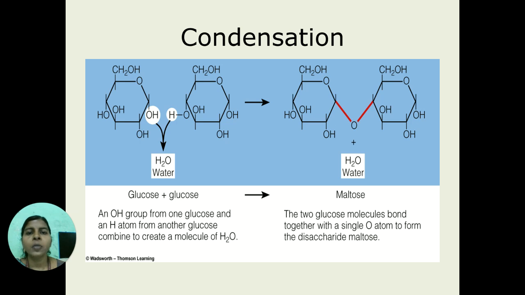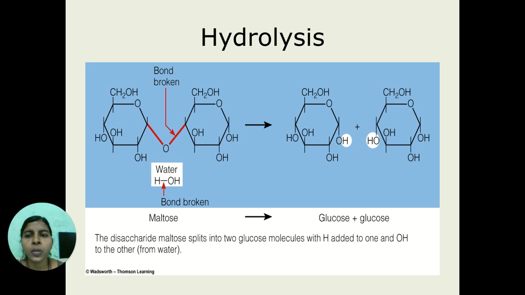Next, carbohydrates are also involved in condensation and hydrolysis processes. Condensation means a hydroxyl group from one glucose molecule and a hydrogen atom from another glucose combine to create a molecule of water. The two glucose molecules bond together with a single oxygen atom to form the disaccharide maltose. Next, the hydrolysis process. The disaccharide maltose splits into two glucose molecules, with hydrogen added to one and hydroxyl to the other.